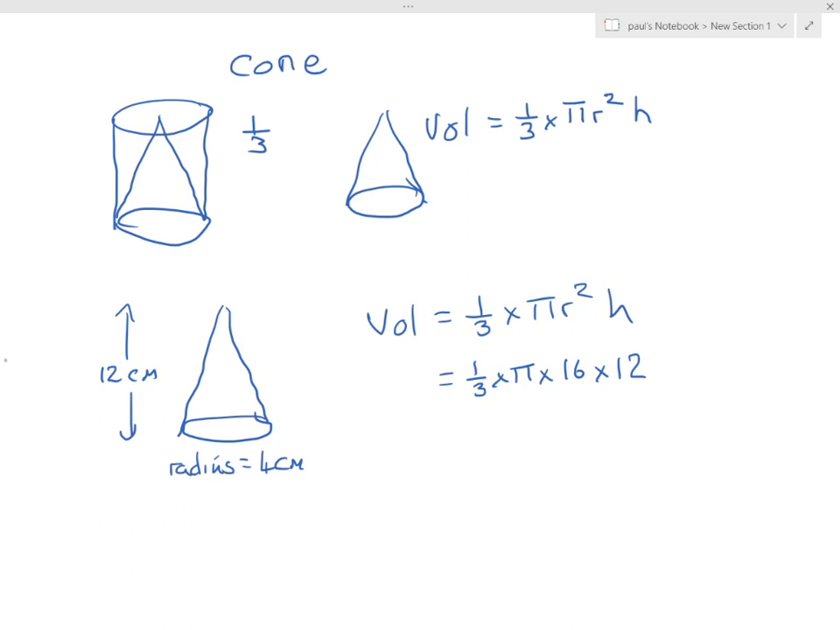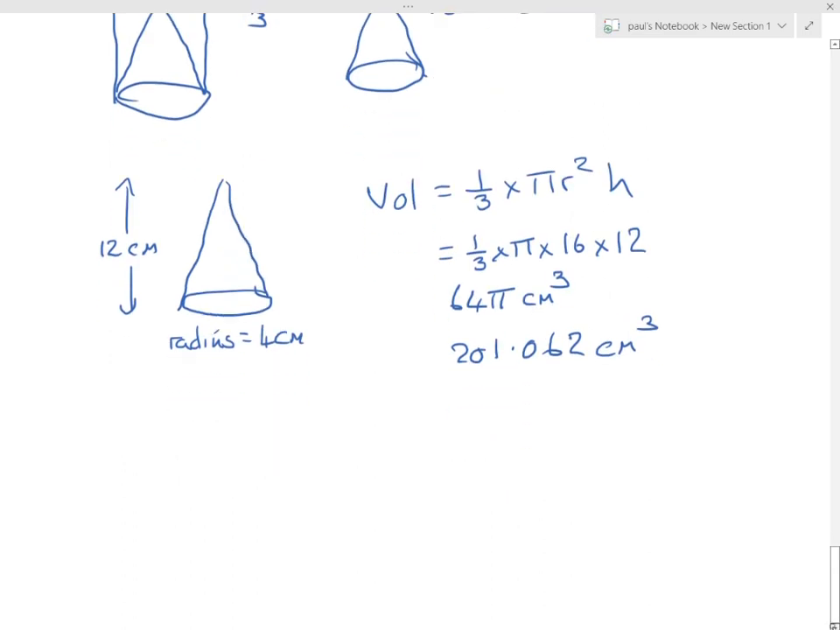So I'll have to do that on the calculator. 1 divided by 3 times pi times 16 times 12 equals, and it comes up as 64 pi centimeters cubed. And if I press the SD button, it's 201.062 centimeters cubed.